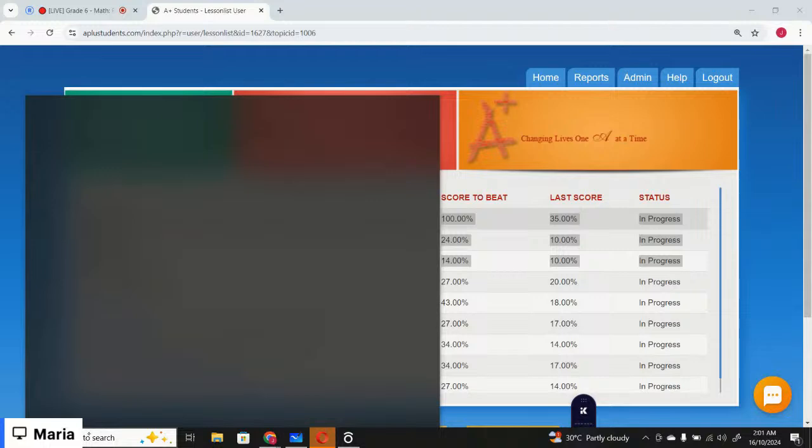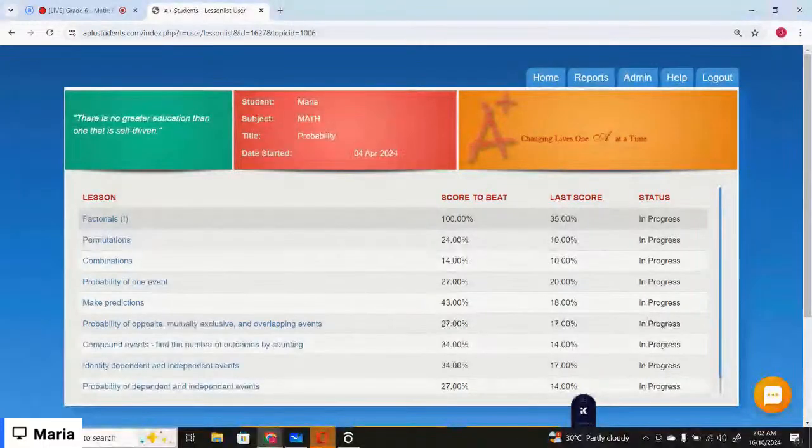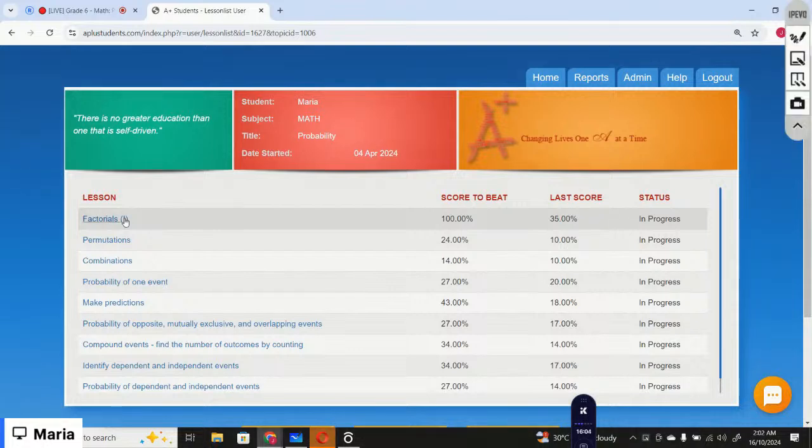And here I'm on the grade 6 math. The chapter we're on right now is probability. Let's just start with the first lesson, that is factorials.